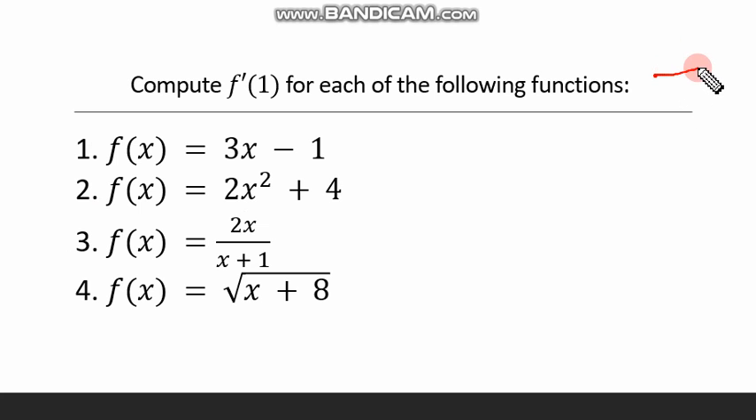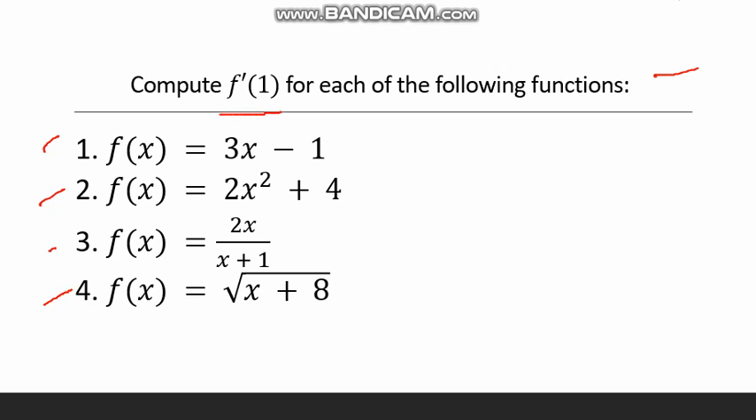Let's solve. Compute f prime of 1 for each of the following functions. For f prime of 1, we are getting the derivative of the function at x equal to 1. Number 1, f of x is equal to 3x minus 1. Number 2, f of x is equal to 2x squared plus 4. Number 3, f of x is equal to 2x over x plus 1. And number 4, f of x is equal to the square root of x plus 8.